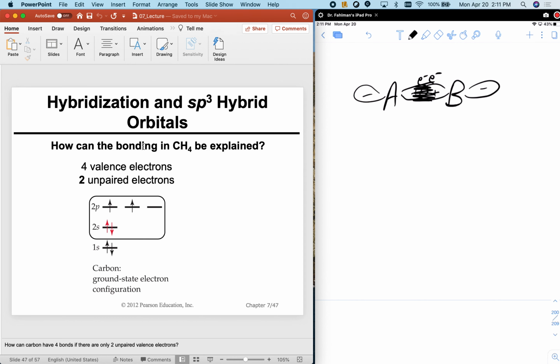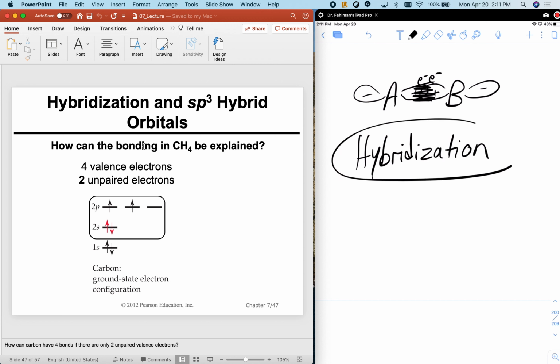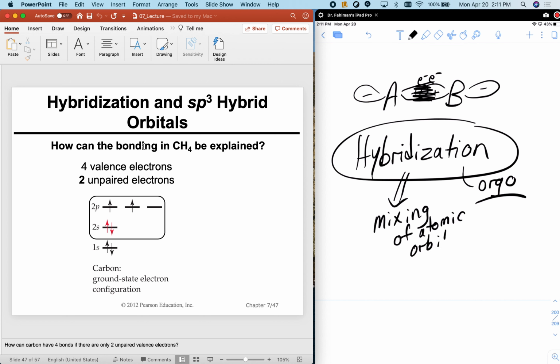And so we're going to talk today about a concept called hybridization. This is something you're going to pick up on in orgo a whole lot. And this simply means mixing of atomic orbitals, and you're going to form a certain hybrid orbital.